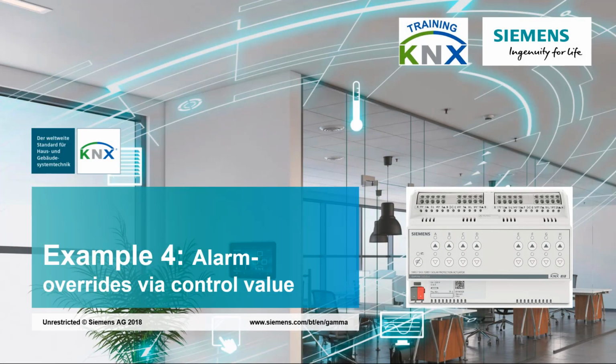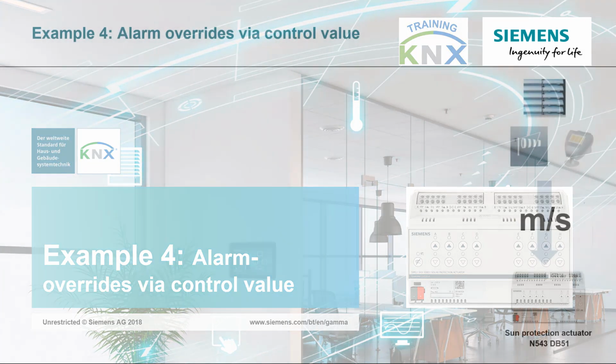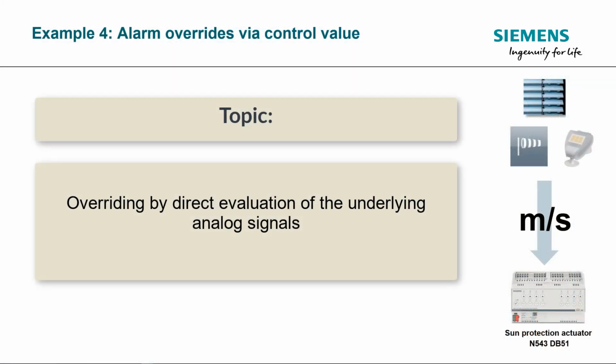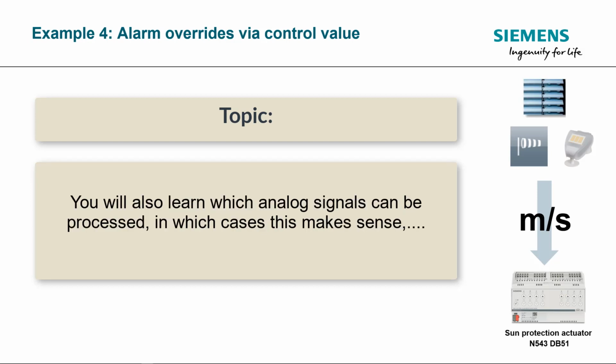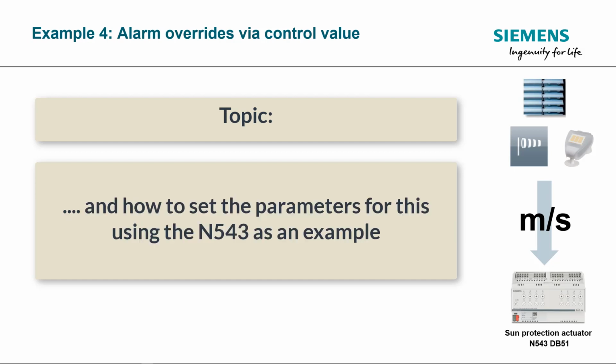Example 4. Alarm overrides via measured value. Welcome to the fourth example of applications for sun protection actuators. This time the topic is overriding by direct evaluation of the underlying analog signals. In this training unit, you will learn which analog signals can be processed, in which cases this makes sense, and how to set the parameters using the sun protection actuator N543 as an example.